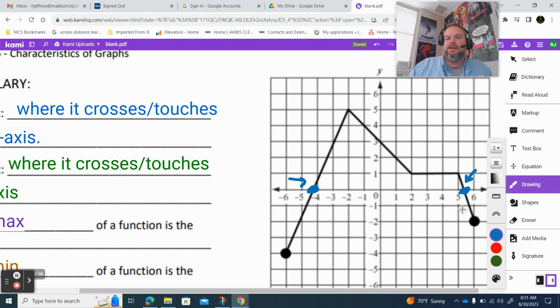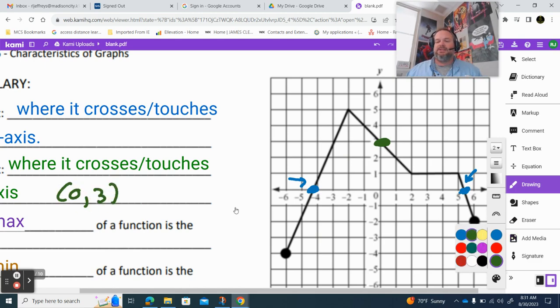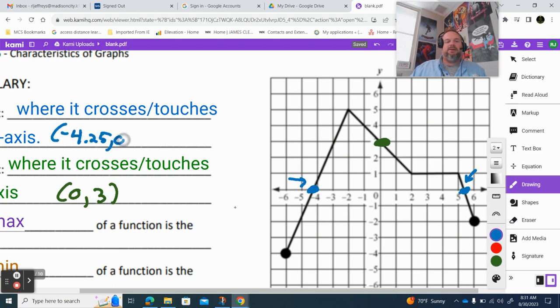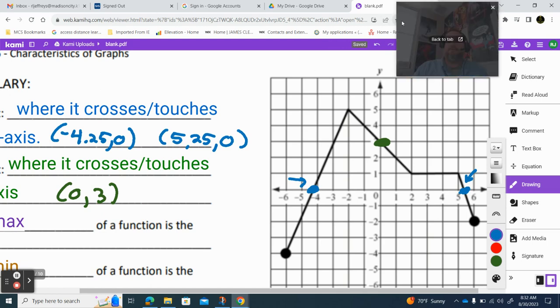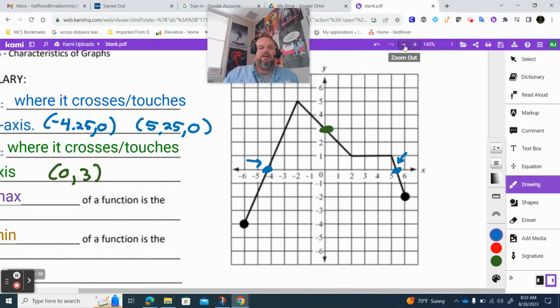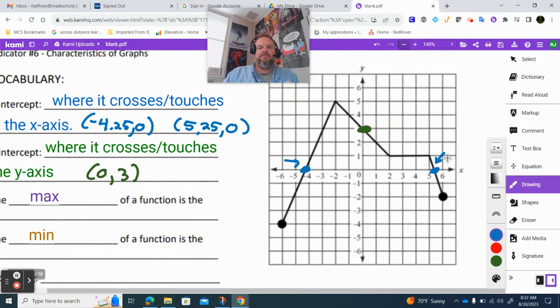Now the y intercept. The y intercept is where it crosses or touches the y axis. So that is this one. This one is actually 0, 3. We can label this, I just don't want to. If we were to label these, they would be like negative 4.25, 0, and 5.25, 0. I don't really like trying to graph decimals. It's not one of my favorite things.